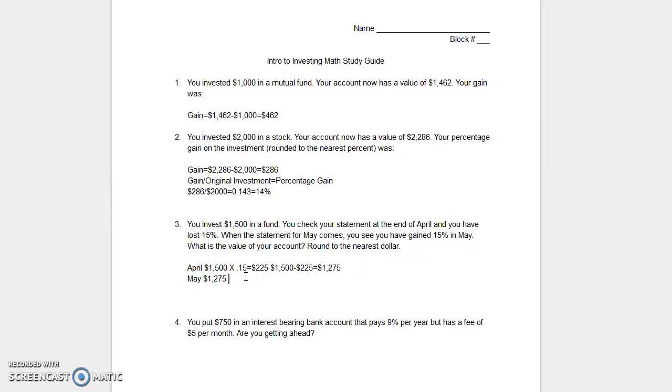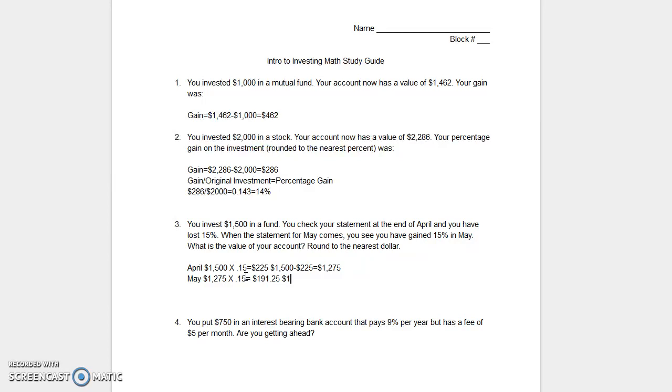We gained 15%. So let's figure out 15% of our new total. So 1,275 multiplied by 15%. So again, we're moving that decimal 2 places to the left. So 0.15 multiplied by 1,275 is going to give us a gain of $191.25. So remember, this is money that we earned in May to add to our balance.